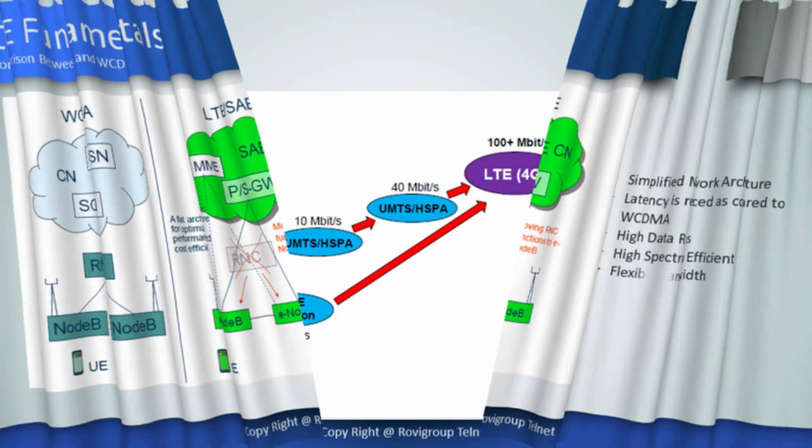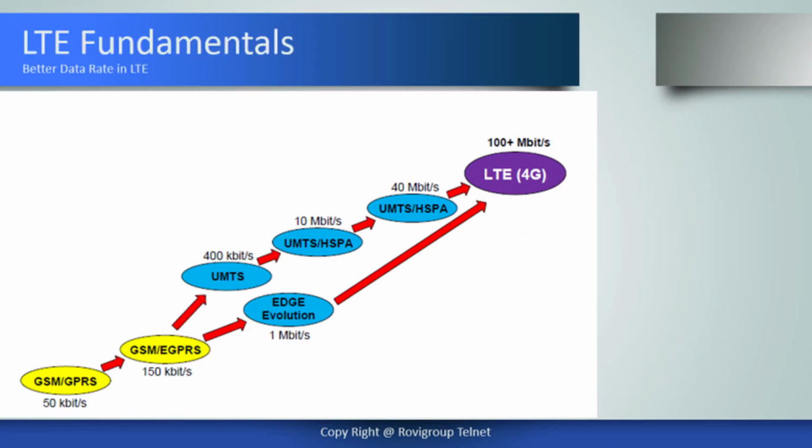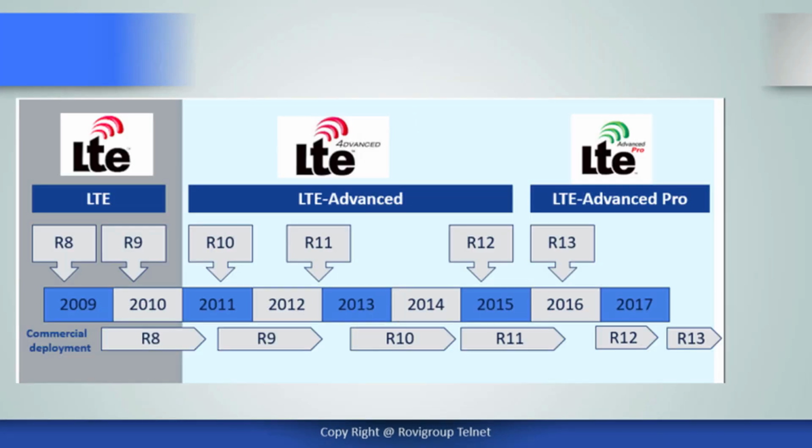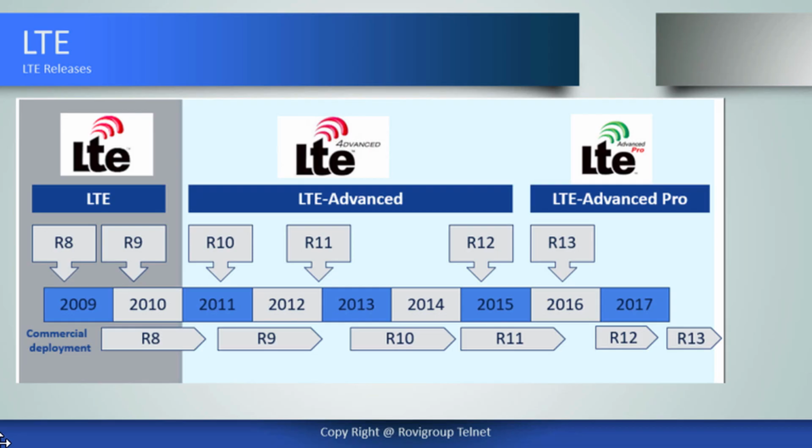LTE provides high data rates, high spectrum efficiency, and flexible bandwidth. Here you can see that the throughput previously provided by the UMTS network was a maximum of 40 Mbps, while in LTE network the throughput is more than 100 Mbps. With the increased number of smartphones all around the world, there is a high demand for throughput, which the previously deployed technologies were unable to meet, and LTE can meet that throughput requirement.